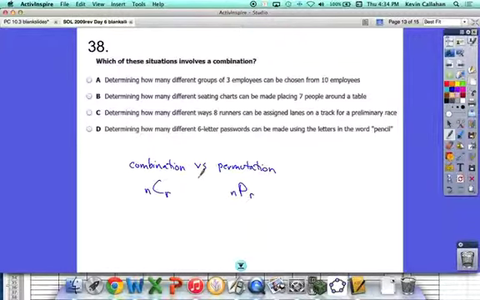It's like saying, how many ways can 10 runners finish first, second, and third in a race? Order is important, because if 3 runners finish first, second, and third, if those same 3 runners finish third, second, and first, that's a different solution. Order matters. In a race like that, order matters. In a combination, order doesn't matter. Right? So this is the one that order matters.